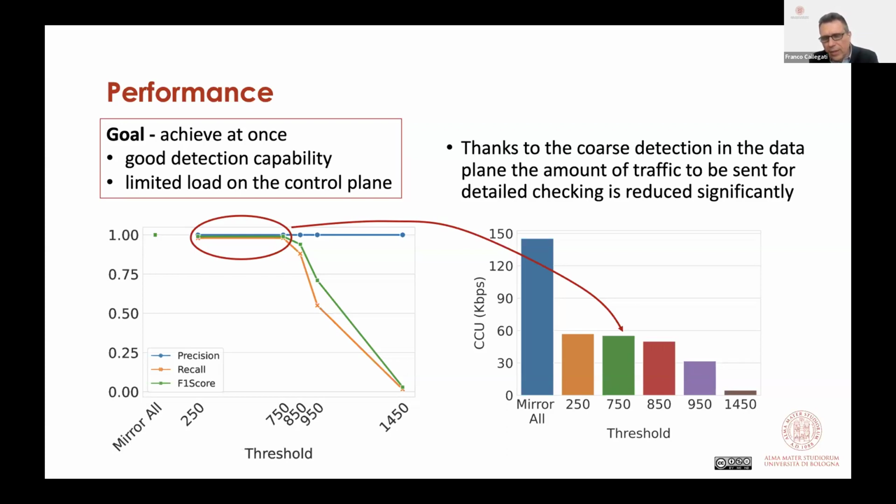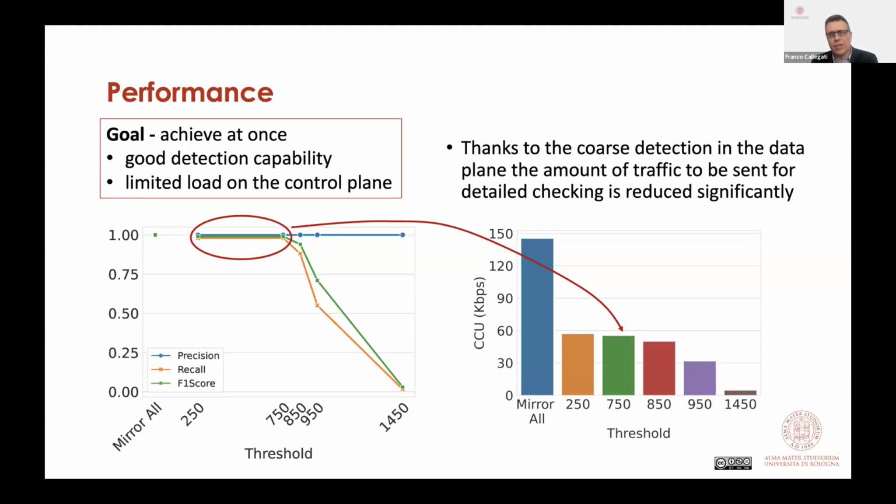And on the other hand, on the right, you see that for those values, we get very good detection capabilities, but we pass to the artificial intelligence a quantity of data that is less than half the one that would actually traverse the switch. So we limit a lot the amount of work that is supposed to be done, thanks to the coarse computation that is done directly in the switch.